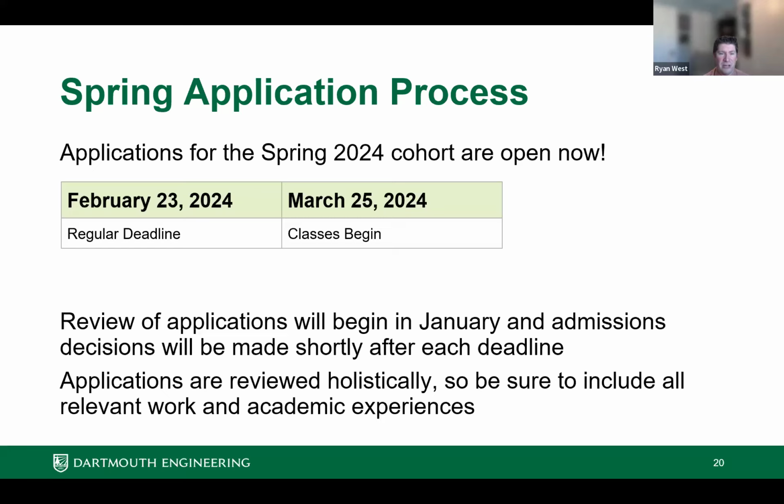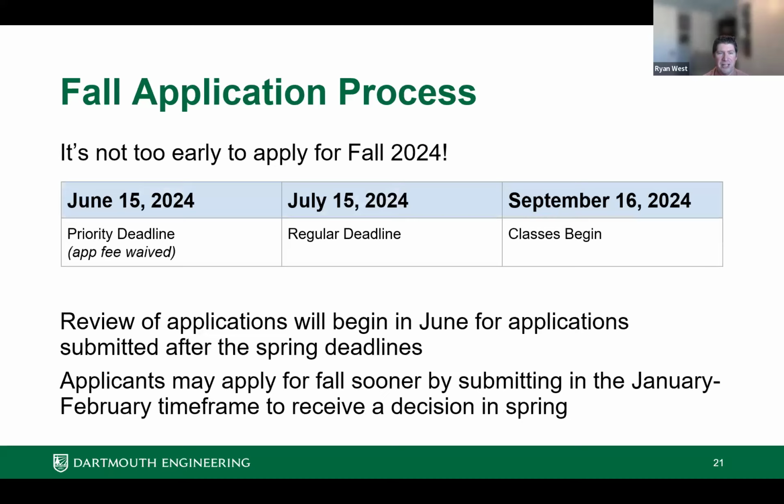And then also, coming up after the spring cohort, there is the fall cohort. As you can see on the screen here, the priority deadline is June 15th, and you do get an application fee waived if you have it in by then. That also will help you get an earlier decision, which is fantastic. I'm sure a lot of people are eager to hear back on that. The final deadline will be July 15th for the classes that'll start in September on the 16th.